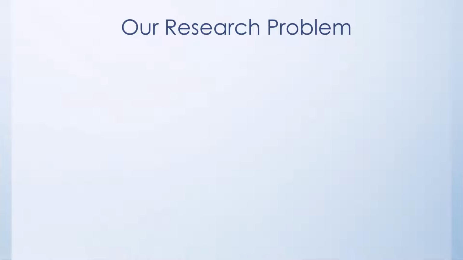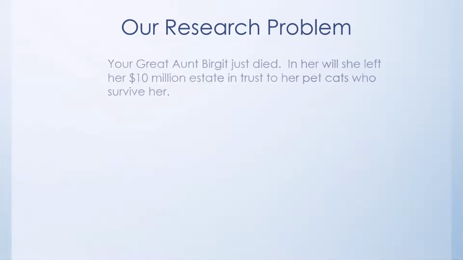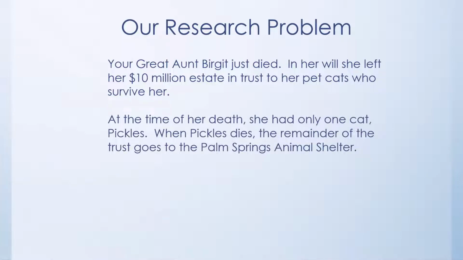What is it we're looking for? So imagine the following. Your great-aunt Birgit just died. In her will, she left her $10 million estate in trust to her pet cats who survive her. At the time of her death, she had only one pet cat, Pickles. When Pickles dies, the remainder of the trust goes to the Palm Springs Animal Shelter.